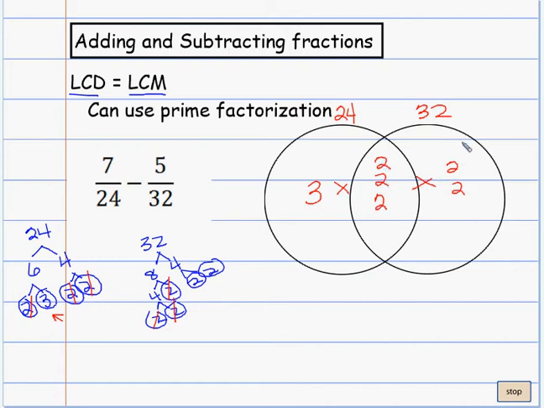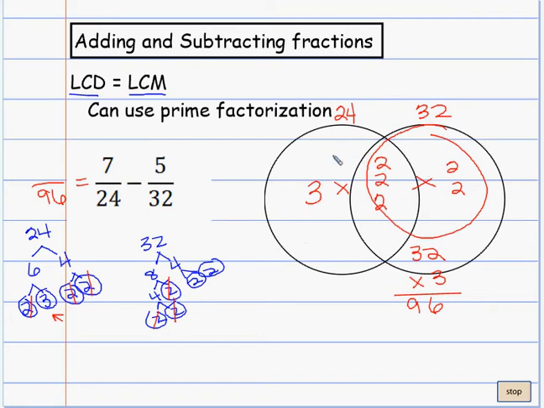Okay, well remember that this right here is really 32. So what is 32 times 3? 32 times 3 is 96. So your common denominator is 96. So I'm going to go back up here. If I need a fraction that used to have a denominator of 24 and now has a denominator of 96, I need to take 24 times what number?